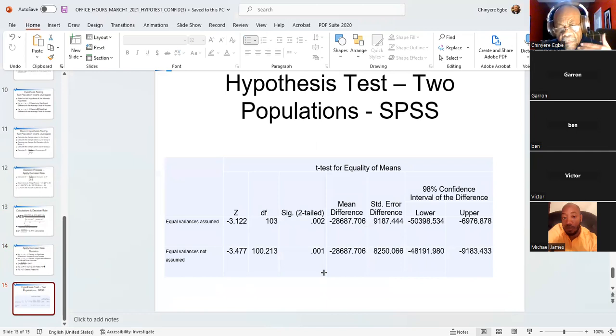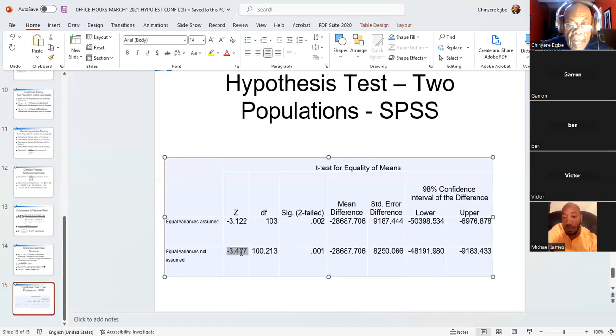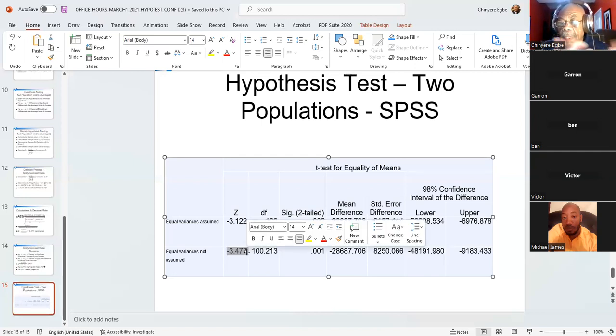Now, what happened then is that you can use software to calculate the critical value. As you can see here, the critical value is the same as we had when we did the calculation by hand. This is software, this is SPSS. And so we get the same 3.477. Remember, I said use the absolute value, which means you have to ignore the sign.